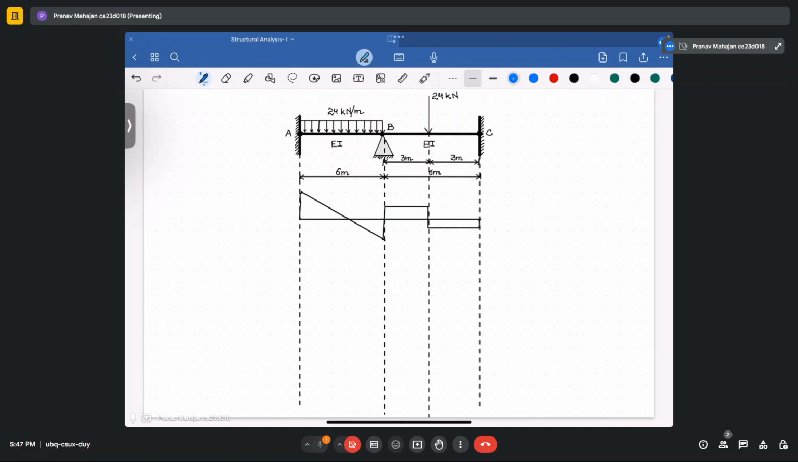Okay, so here the values are 78.85. Here the value is 65.15. Maximum value is 18.85. Then the value becomes 5.15. Okay, so this is your shear force diagram.